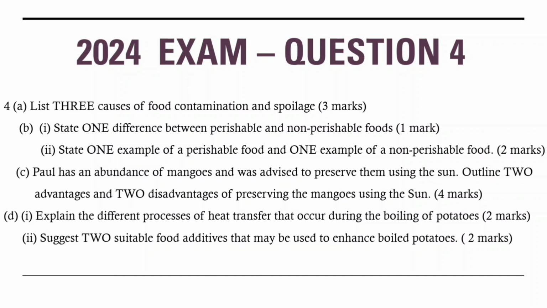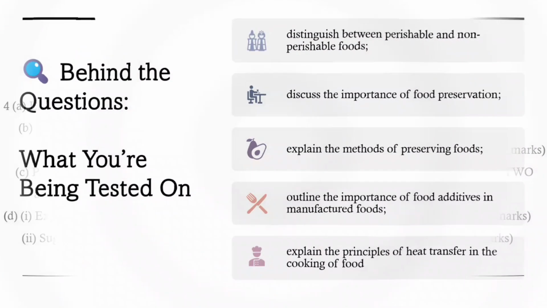4 marks. Part D1, explain the different processes of heat transfer that occur during the boiling of potatoes. 2 marks. Part D2, suggest 2 suitable additives that may be used to enhance boiled potatoes, and that is worth 2 marks, right? Now let us look at the underpinning knowledge.